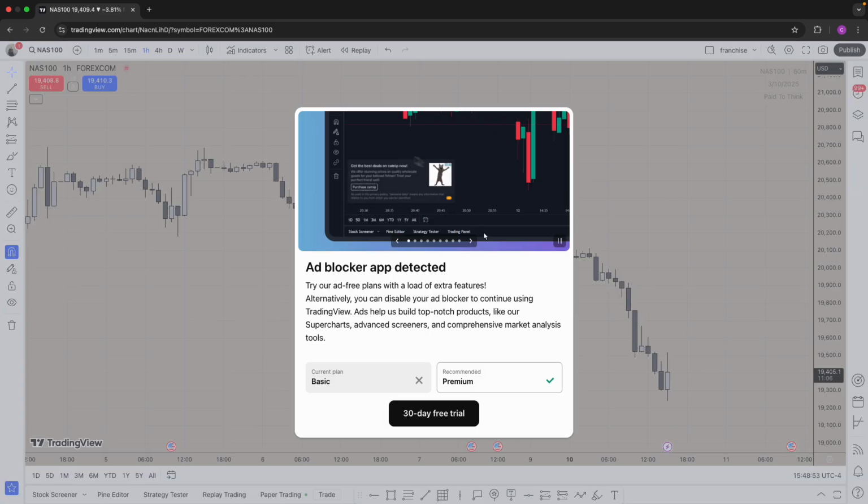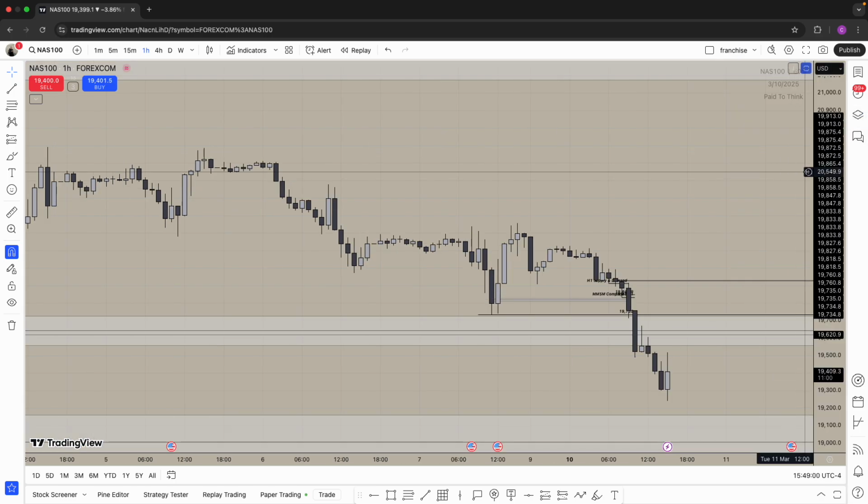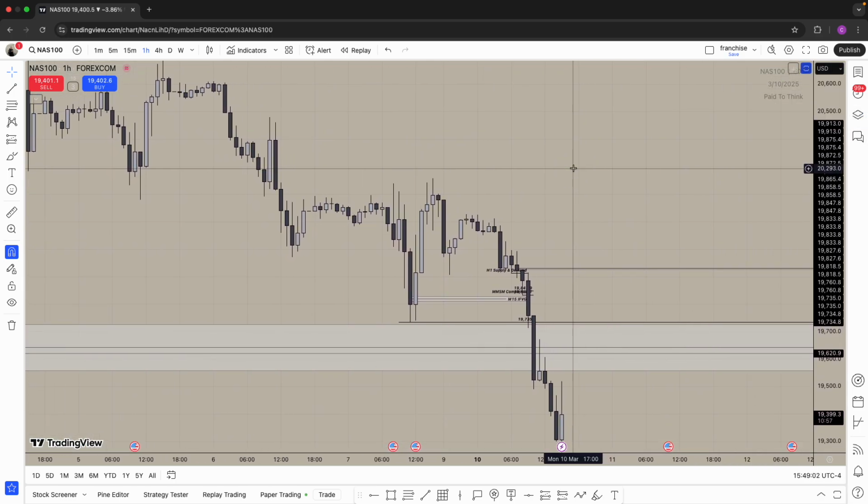Market review. March the 10th, market review.